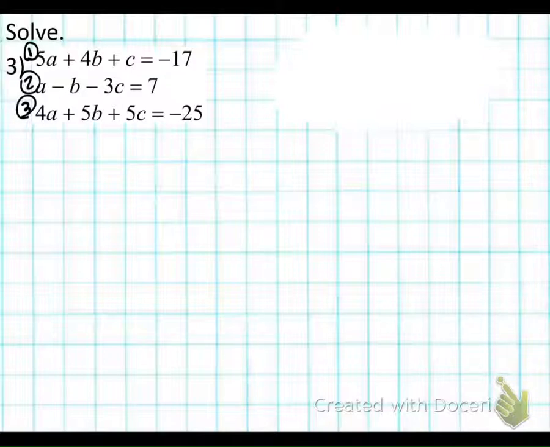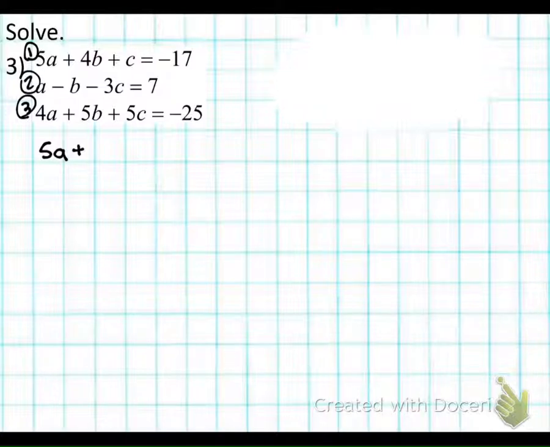So we do 2 separate steps. First we're going to choose 2 of the equations to eliminate the A. Then we'll choose another set of 2 of the equations to eliminate the A. So we can multiply by a different thing in each set. Let's look at what that looks like. I'm going to take equation 1 and equation 2 and try to eliminate the A.